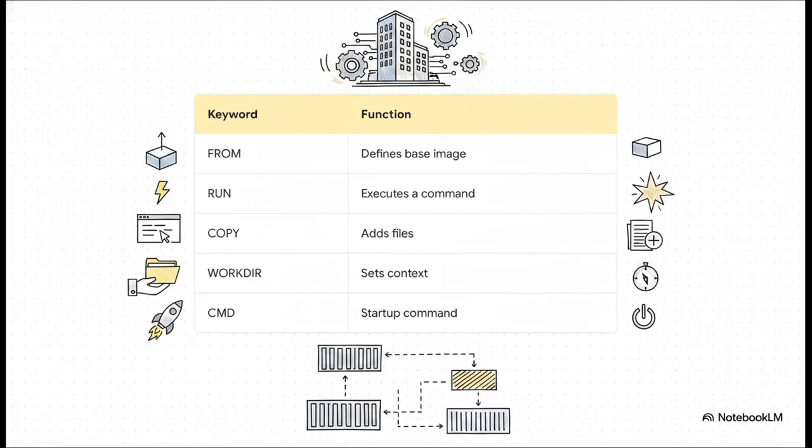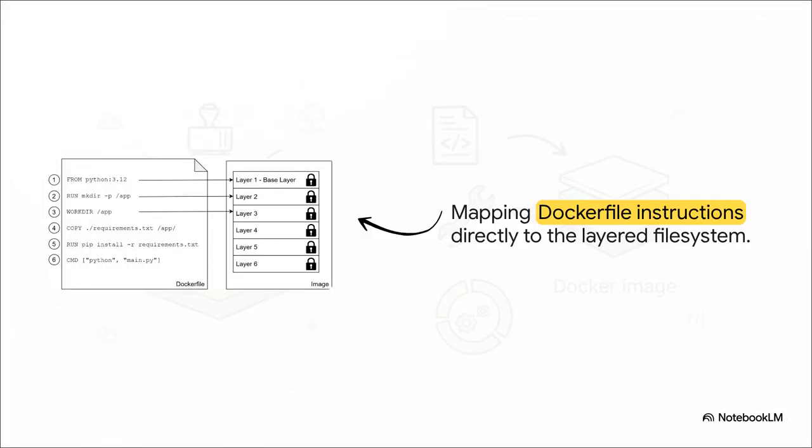To draft this master blueprint, you really only need a handful of essential building blocks. FROM defines your starting base image. RUN executes a Linux command, like installing tools. COPY grabs files from your local computer and drops them into the image. WORKDIR sets your default folder context. And finally, CMD tells the container what default process to run when it wakes up. Simple as that.